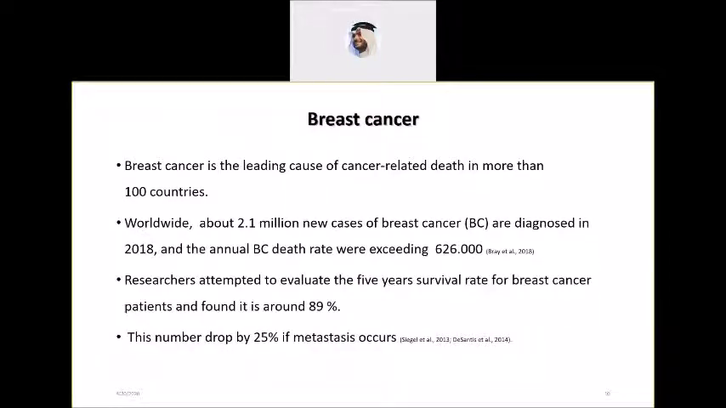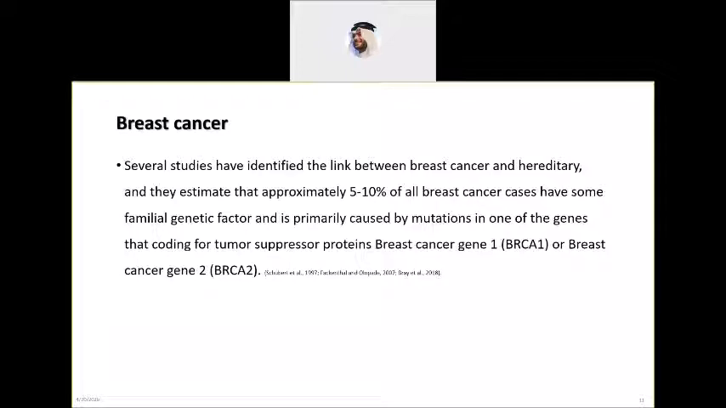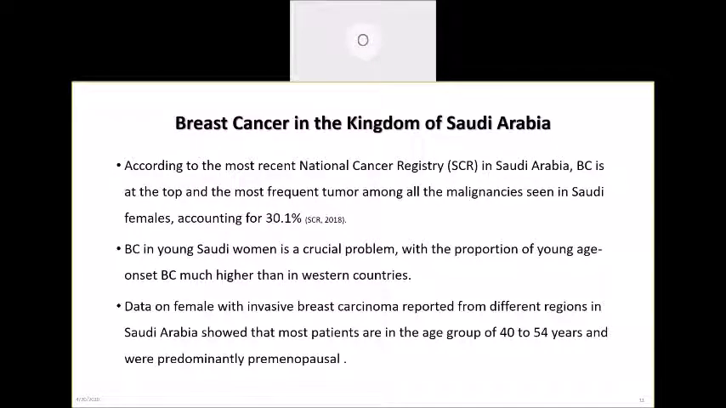Breast cancer is the leading cause of cancer-related death in more than 100 countries. Worldwide, about 2.1 million new cases of breast cancer were diagnosed in 2018, and the annual breast cancer death rate exceeds 600,000 every year. Researchers attempted to evaluate the 5-year survival rate for breast cancer patients and found it is around 89%, and this number drops by 25% if metastasis occurs. Several studies have identified a link between breast cancer and heredity, and they estimated that approximately 5 to 10% of breast cancer cases have some relation with famous mutated genes like BRCA1 and BRCA2.